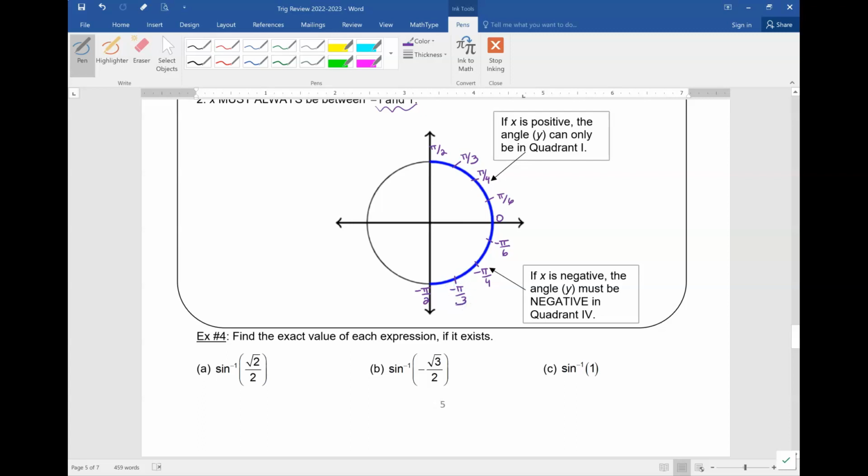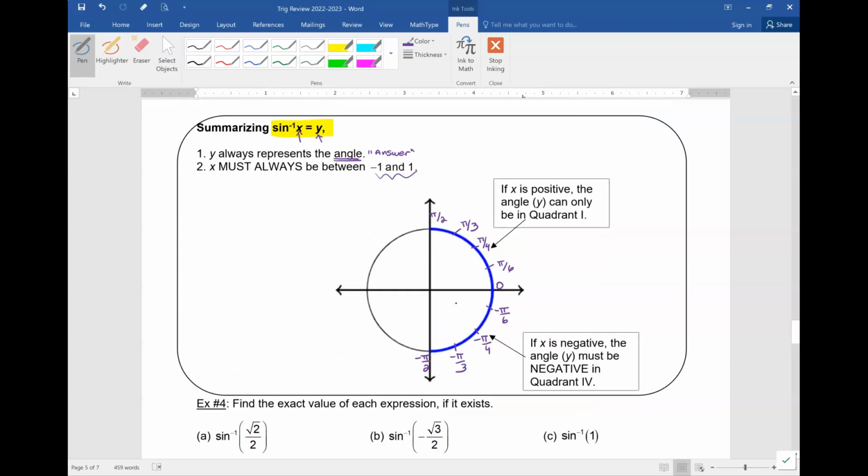Okay, now, if x is positive, remember x is the number in here. If x is positive, the angle can only be from quadrant 1, here. If x is negative, it could only be in quadrant 4, here. And so if we have an angle in quadrant 4, it's only got to be negative pi over 6, negative pi over 4, and so on, right?